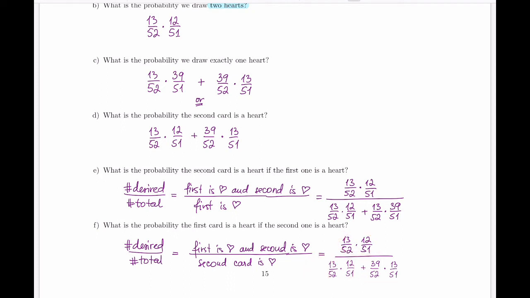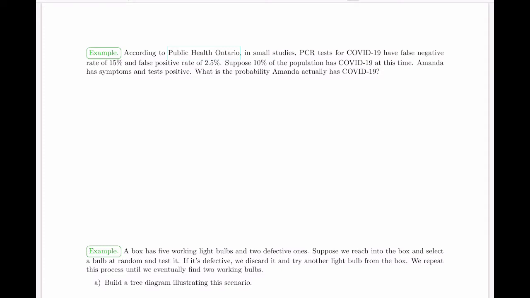Let's consider an example for something that is clearly in the news today: the PCR tests and how accurate they are in detecting COVID-19. My data is drawn from Public Health Ontario because they actually track false negative and false positive rates for PCR tests. We are going to take their numbers as numbers that we're going to work with. We're also going to make an assumption that about 10% of the population at any point in time, basically from now on, given that it's an endemic, will have COVID-19.